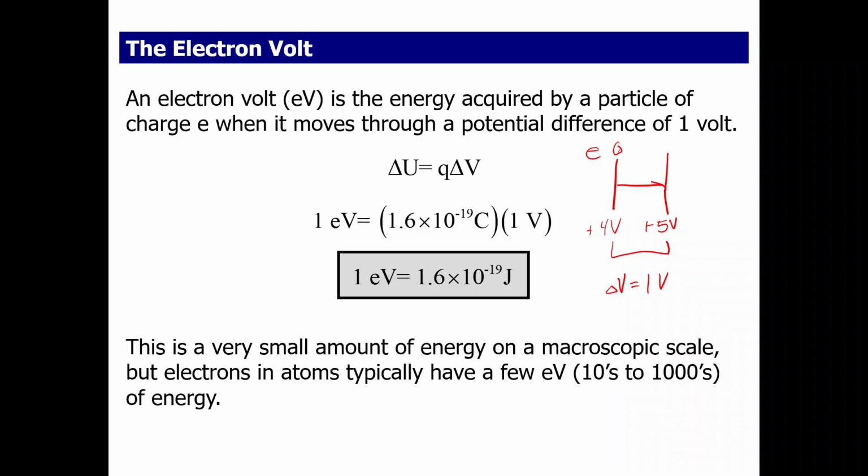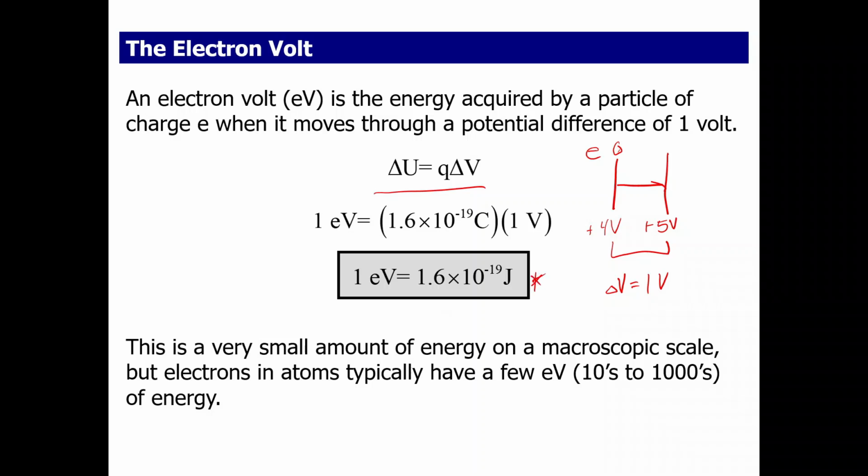Since an elementary charge has a value of 1.6 times 10 to the negative 19th coulombs, when you plug that into your change in potential energy, which is Q times delta V, that gives us that the energy would be 1.6 times 10 to the negative 19th joules. So that is our definition of eV.